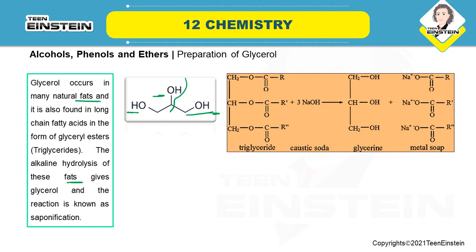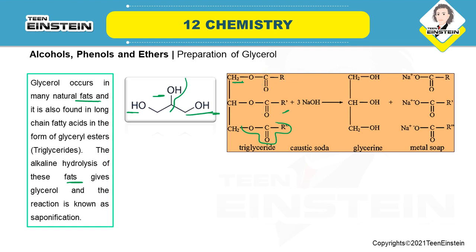So see, here we have the example. Here we have this CH2, then OCOR. So this is one ester linkage. Now the middle carbon, another ester linkage. This is the third ester linkage. So here all the R groups are mentioned as different R groups.